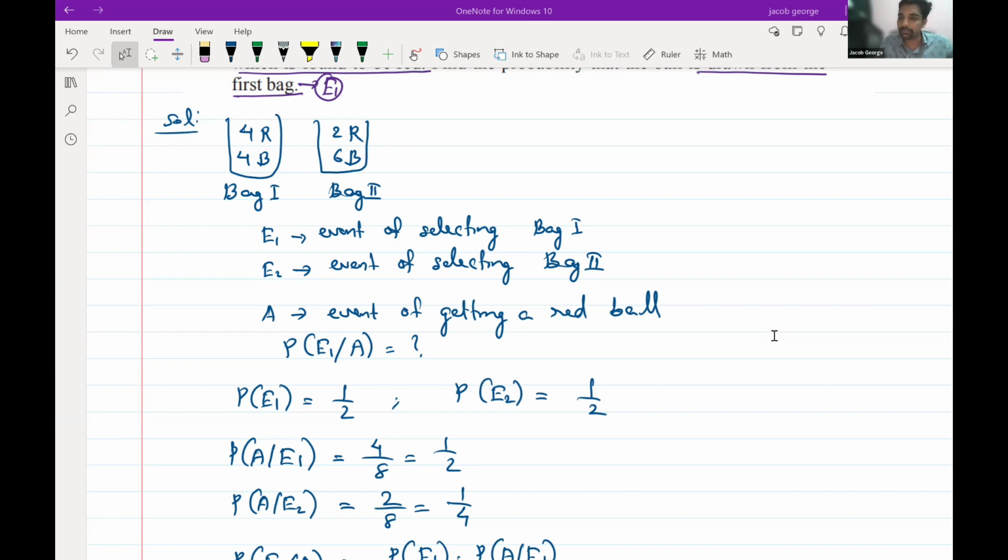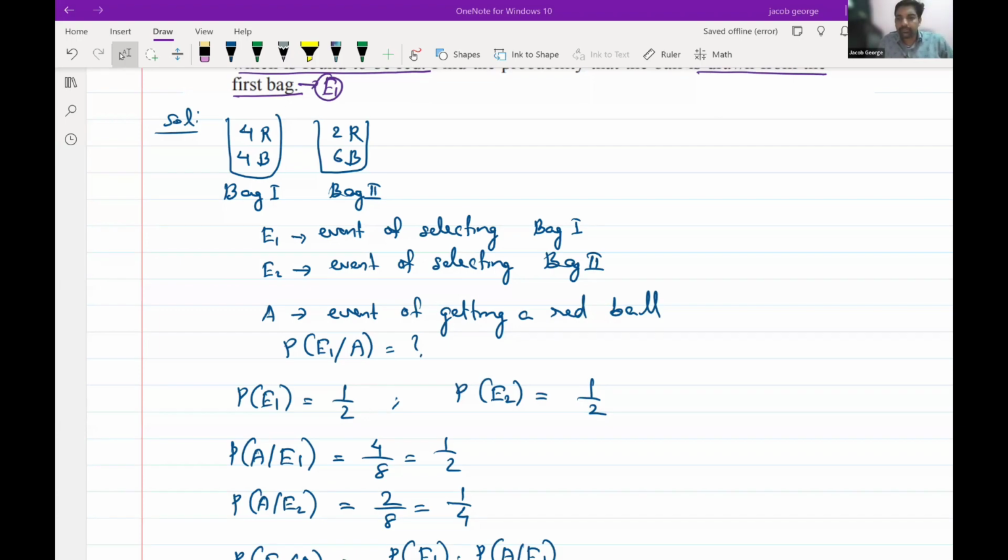Is it clear, children, that P of A given E1 and P of A given E2 are written? All of you got it clear? Shubhendra? Ibad? Are you all listening? Arhan, Aaron, Matthews? Yes, sir. Yes. Now, is it clear? Fine.